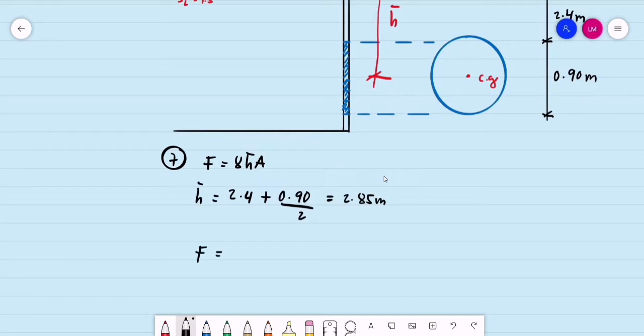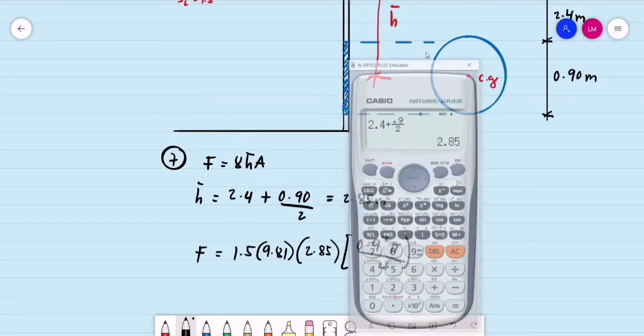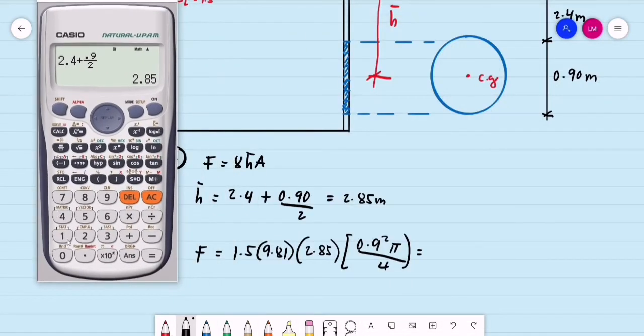So we have now the force is gamma. Specific gravity ng liquid is 1.5. Gamitin natin yung 9.81. So, h bar is 2.85 meters. Area in terms of the diameter, 0.9 squared pi, this is divided by 4. So, computing for the force, that is 1.5 times gamma water. Gamitin natin ito dahil wala namang given. Multiplied by 2.85. Then area, 0.9 squared, pi over 4 in terms of the diameter.